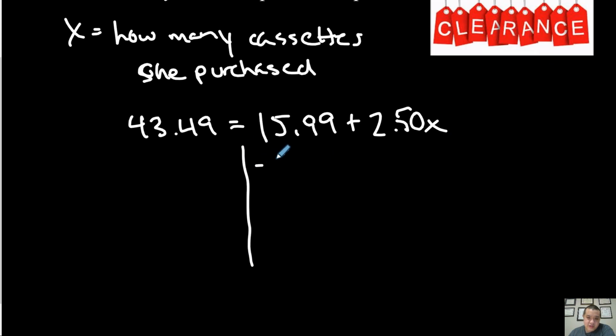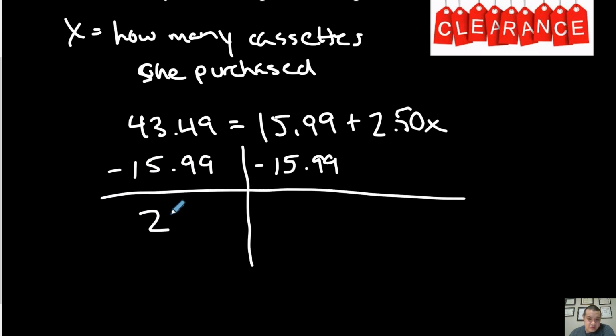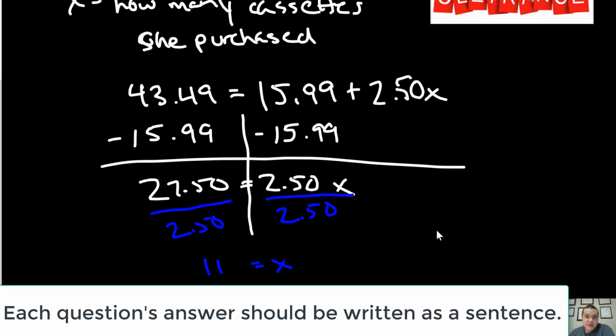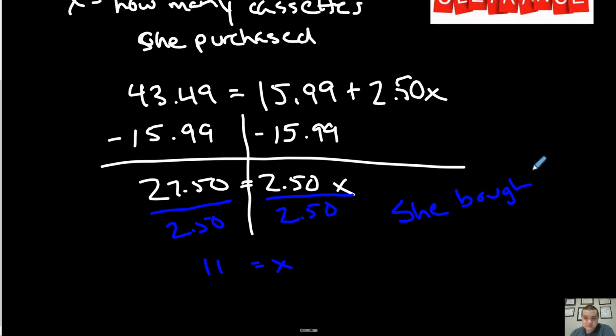And then we go ahead and solve it. We're going to subtract 15.99 from both sides. This gets us $27.50 equals $2.50x. We're going to divide both sides by 2.50 or multiply by 1 over 2.50, however you think about it. x equals 11, which means we need to make a sentence. She bought 11 cassette tapes.